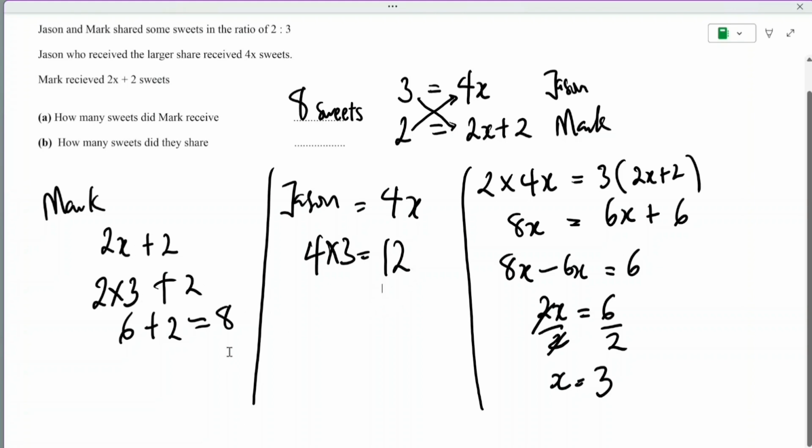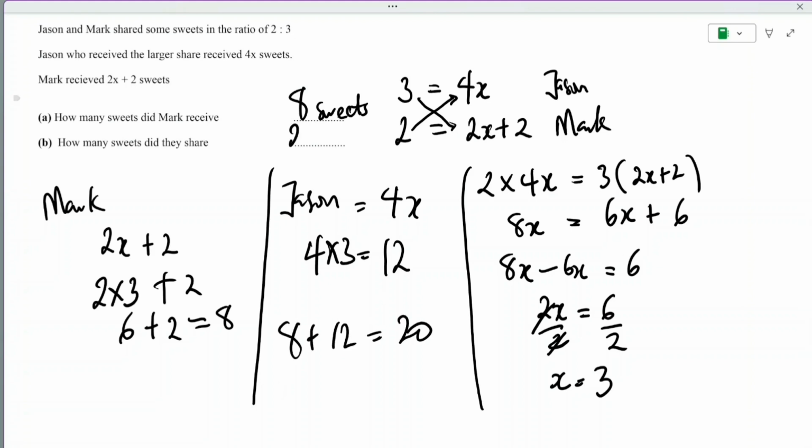Mark got 8 sweets. So the number of sweets they had to share will be 20. That's the number of sweets Mark got, which is 8, plus the number of sweets Jason got, which is 12. So 8 plus 12 will give you 20. So they shared 20 sweets.